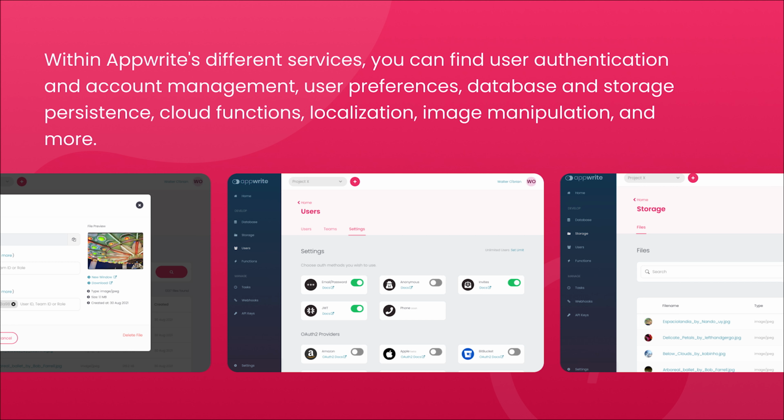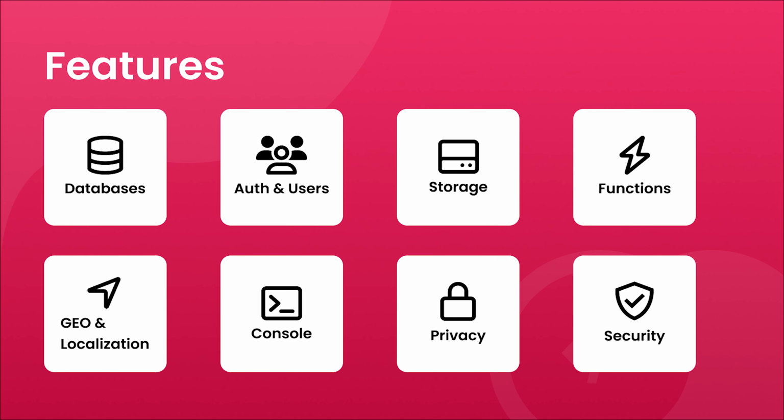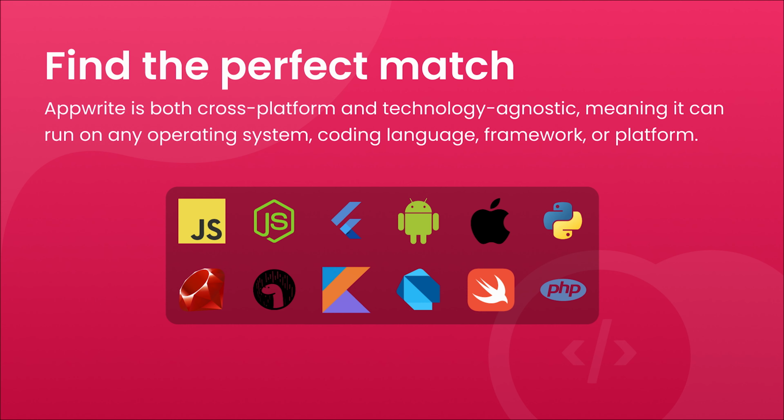Some of the things you can do out of the box include things like user authentication and account management, as well as user preferences. The database and the storage is persistent, and it has cloud functions and localization and much more. Additionally, it's cross-platform and it's technology agnostic. This means that you can kind of operate it on any type of system, code, or framework. This includes things like traditional web as well as mobile platforms such as Flutter.